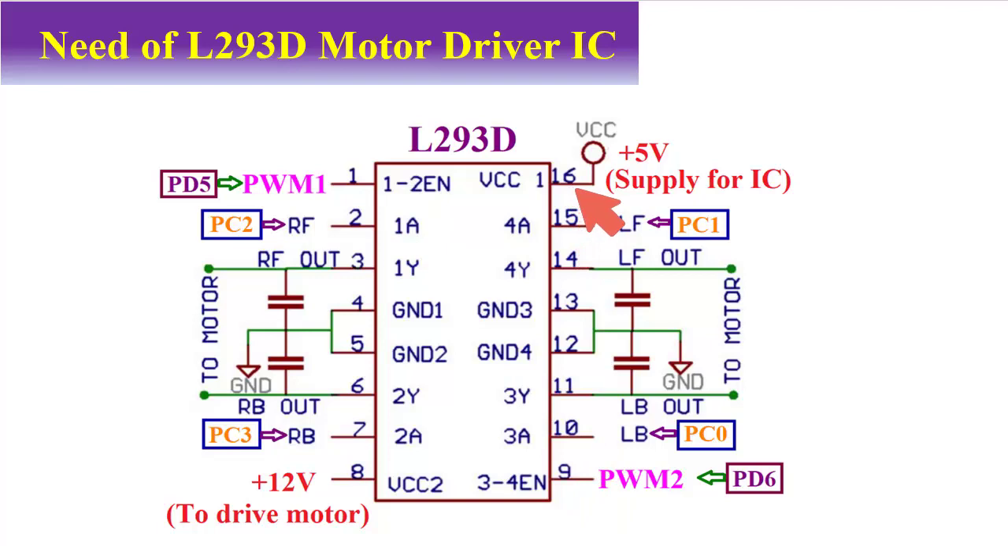Pin number 16 is normally given the positive power supply. This is the supply for this IC. At pin number 8, normally plus 12 volts is given. This is used to drive the motors. Terminals number 4, 5, 12 and 13 are grounded. So I have explained all the terminals of the L293D.